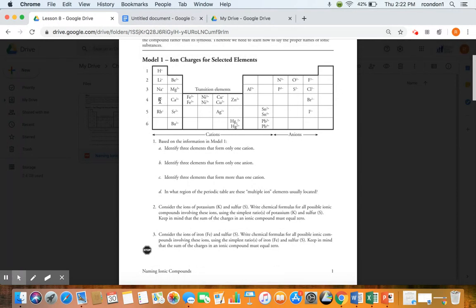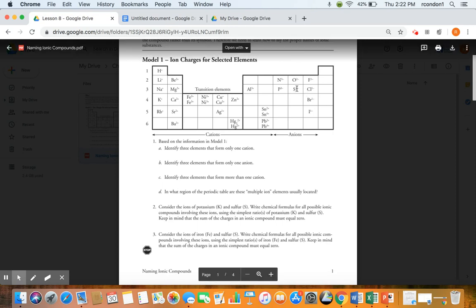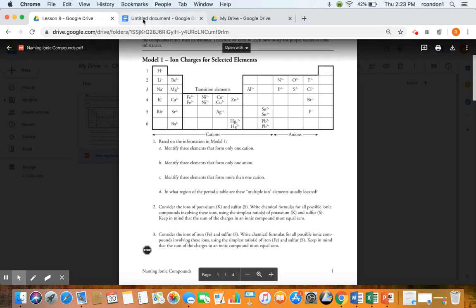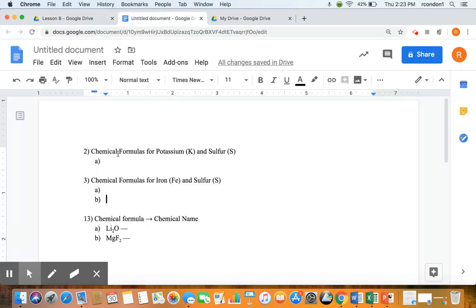So positive cation, negative anion, they don't cancel out, so we're going to do the crisscross method. So that 1 is going to go after the S, and then that 2 is going to go after the K. So it's going to be potassium 2, sulfur. And because the sulfur has a charge of -2, we need 2 positive potassiums to cancel that out.